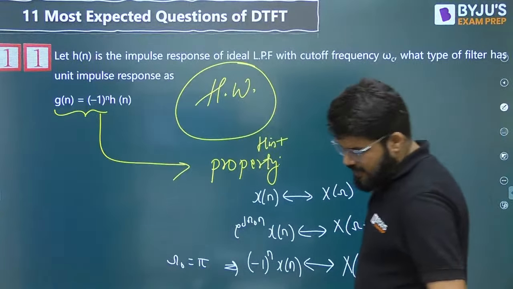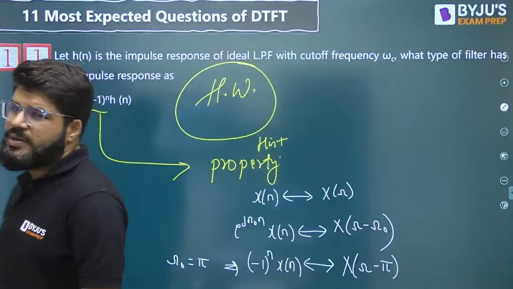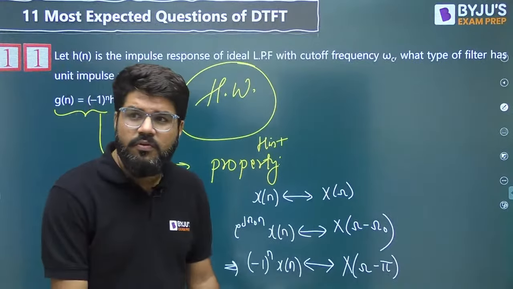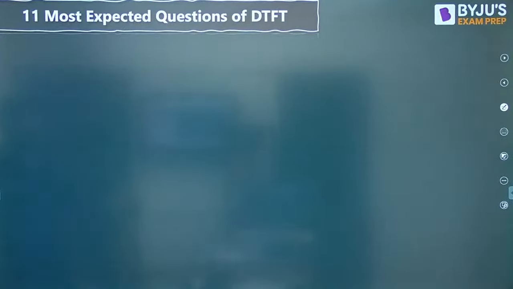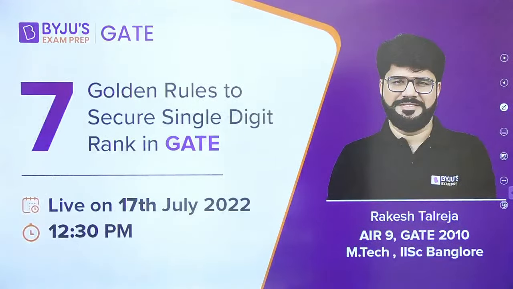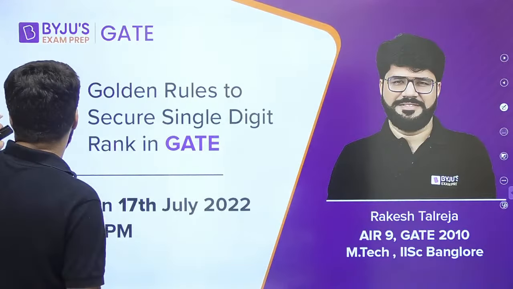Okay, so question number 11 is homework for you. Around 2 questions I think I have given you as homework for today. Please do attempt these homeworks. I could see a little less crowd today, but nevertheless, for those who were live, we have taken 11 most expected questions here.